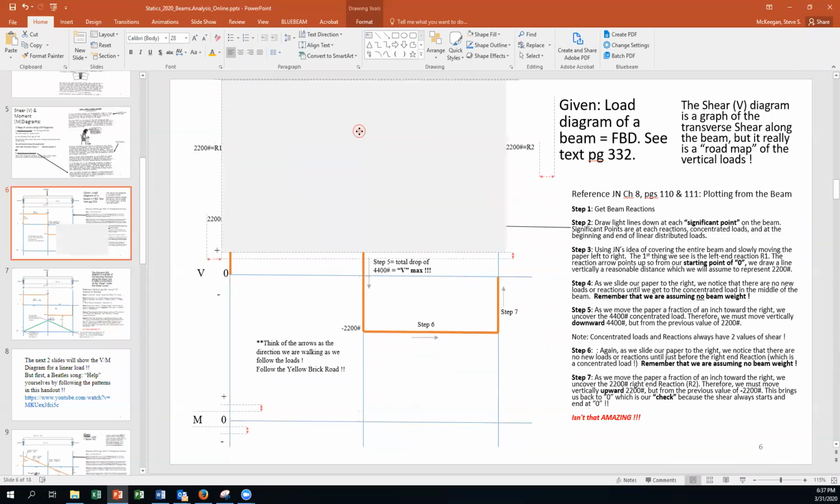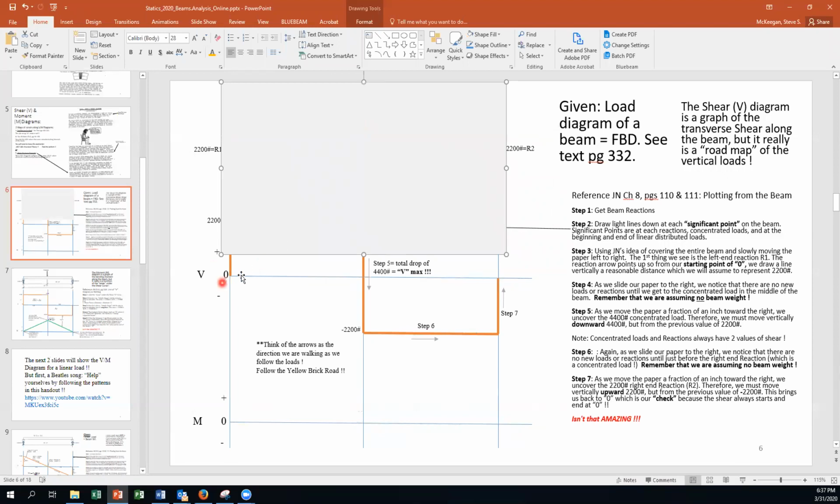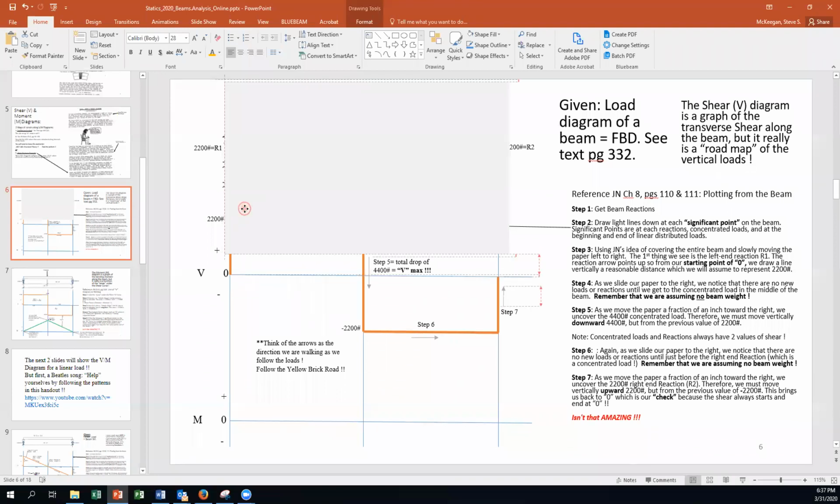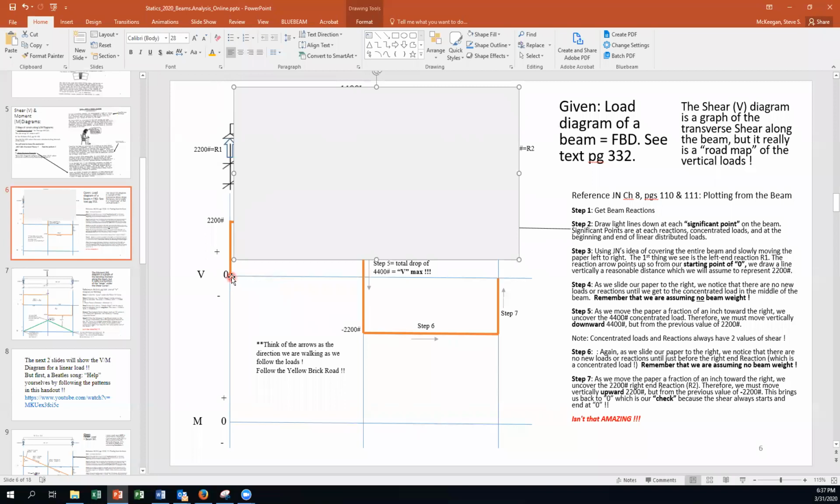What's the first thing? Now you always start at what on the shear? 0. So your shear always starts at 0. So the piece of paper is covering the whole beam. I move it a little bit to the right. What's the first load that I see? R1, the reaction. So I go from 0 up to the value of R1. So on the homework, that's what you're going to do.